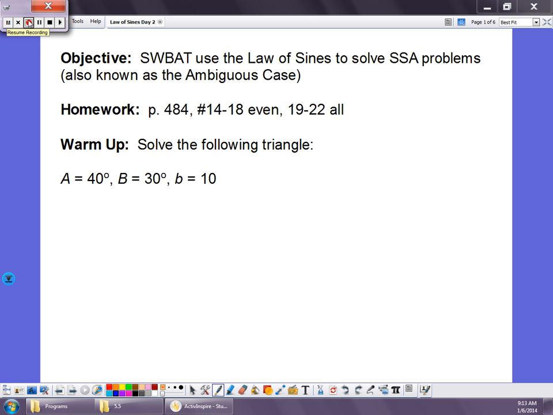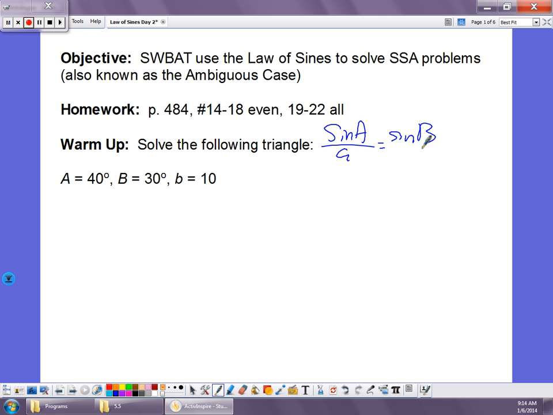All right, so remember last class we were working with the law of sines, which basically was this business, that was pretty cool, right? And basically for all these problems, you're given three values and you need to find the other three.